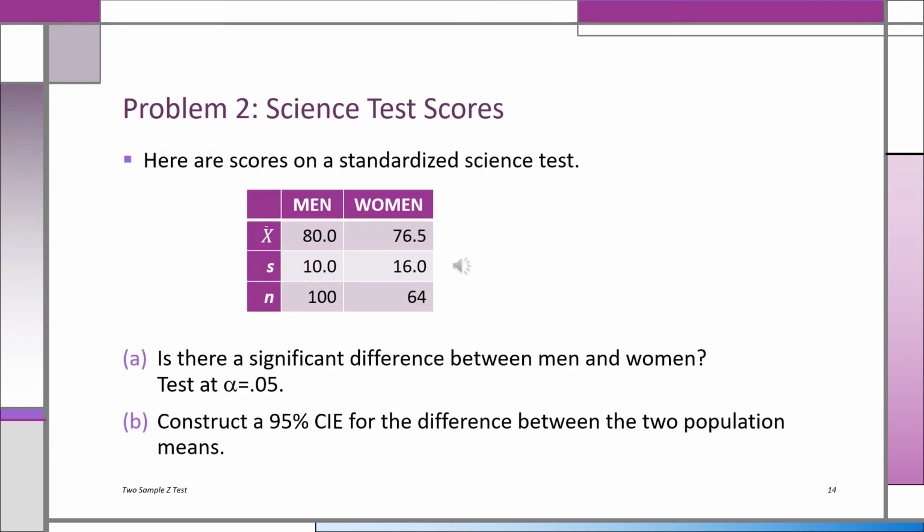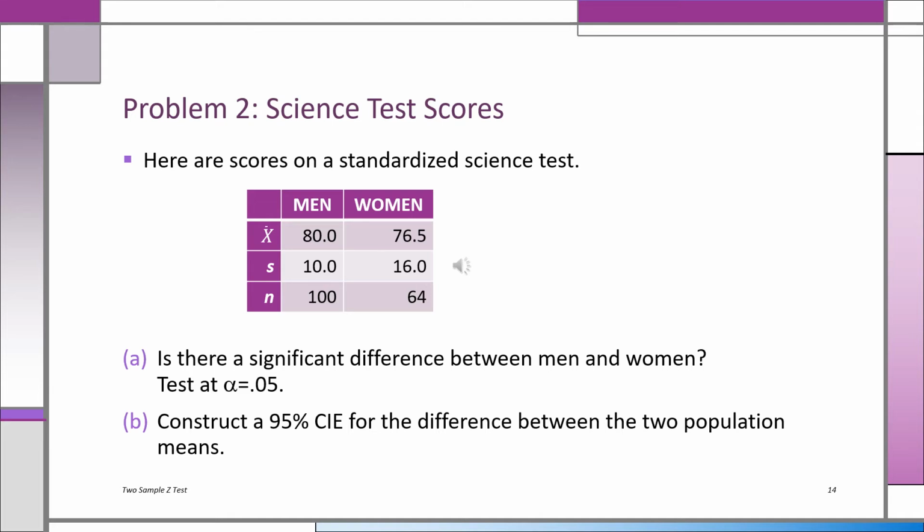In problem 2, we're comparing men and women to see if there's a difference in a standardized science test. I guess somebody, a chauvinist, thinks that men are better than women. Well, we're going to see if it's true or not. So we took a sample, 100 men, and their sample mean was 80, with a standard deviation of 10. The women, their average was 76.5 with a standard deviation of 16.